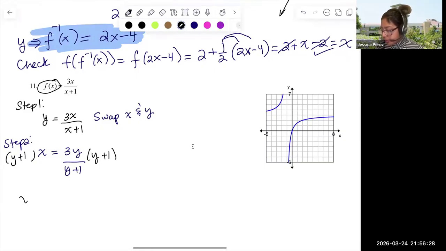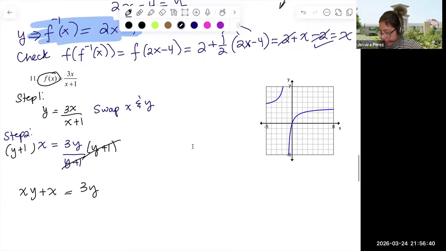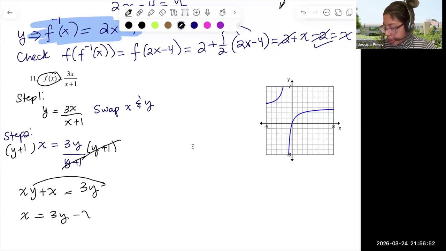And you get xy plus x is equal to 3y. Now you want all the y's on one single side and the x's on the other. So what you can do is bring the xy over. So I get x is equal to 3y minus xy.